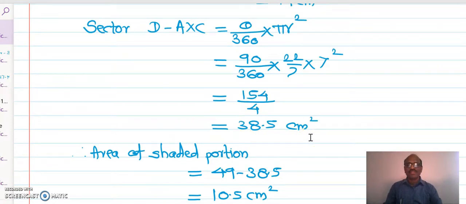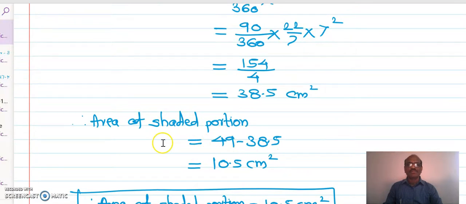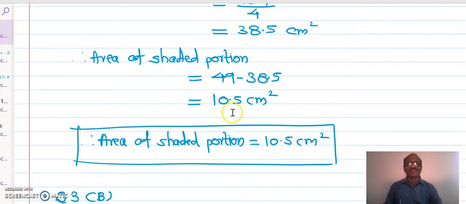Units are also very important. Area of the shaded portion is equal to 49 minus 38.5, and that is equal to 10.5 centimeter square. Therefore, the area of the shaded portion is equal to 10.5 centimeter square.